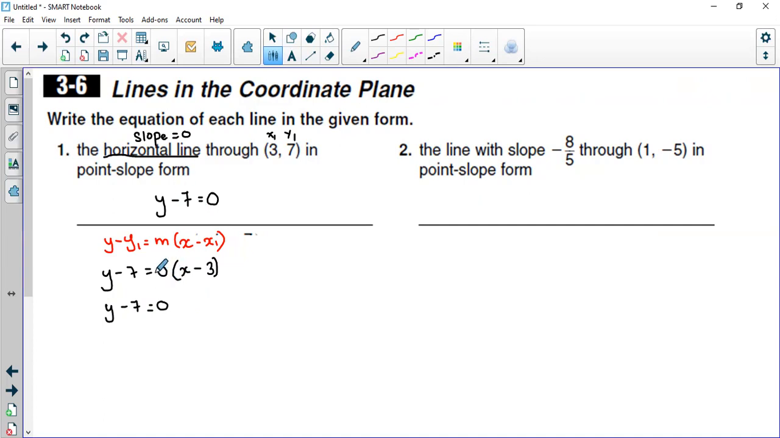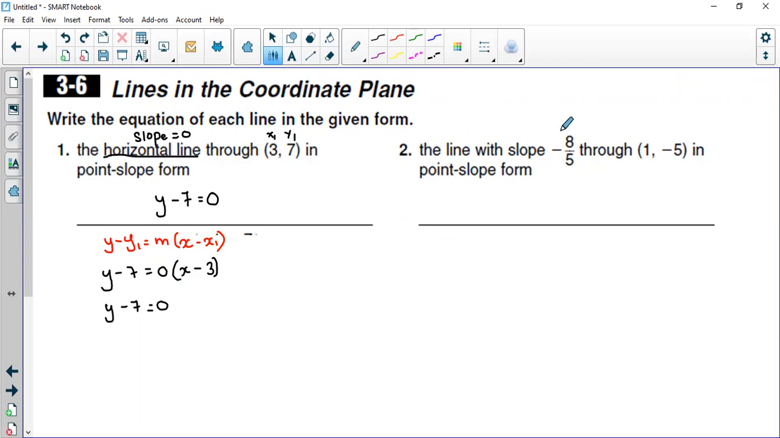If the slope was any other number, for example, say if you find the slope to be 3, your equation will be written in this form. You will not solve anything. You will leave your equation in this form. This is because it's 0, so we made it y minus 7 equals 0. All right, now let's go to the next question.